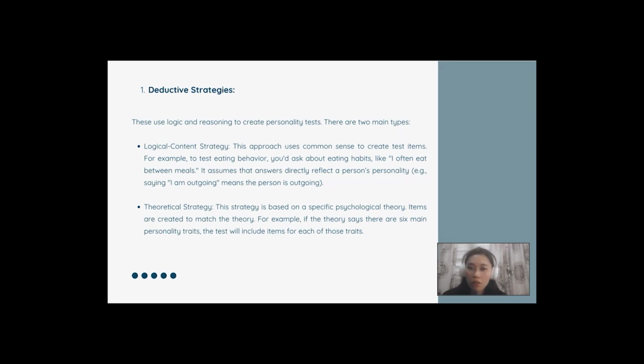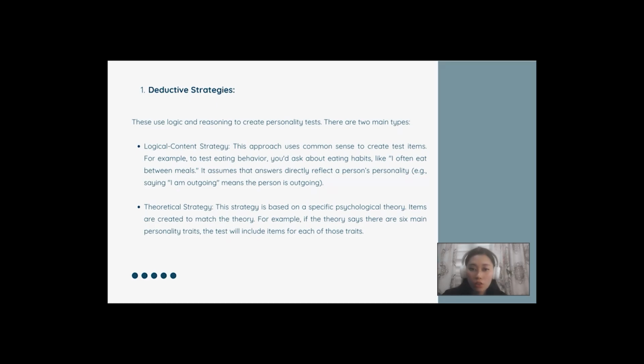There are two main types, the logical content strategy and the theoretical strategy. The logical content strategy approach uses common sense to create test items. For example, to test eating behavior, you'd ask about eating habits like, I often eat between meals. It assumes answers directly reflect a person's personality. Example, saying I am outgoing means the person is outgoing. The test assumes answers directly reflect personality traits. In short, the questions are based on common sense.